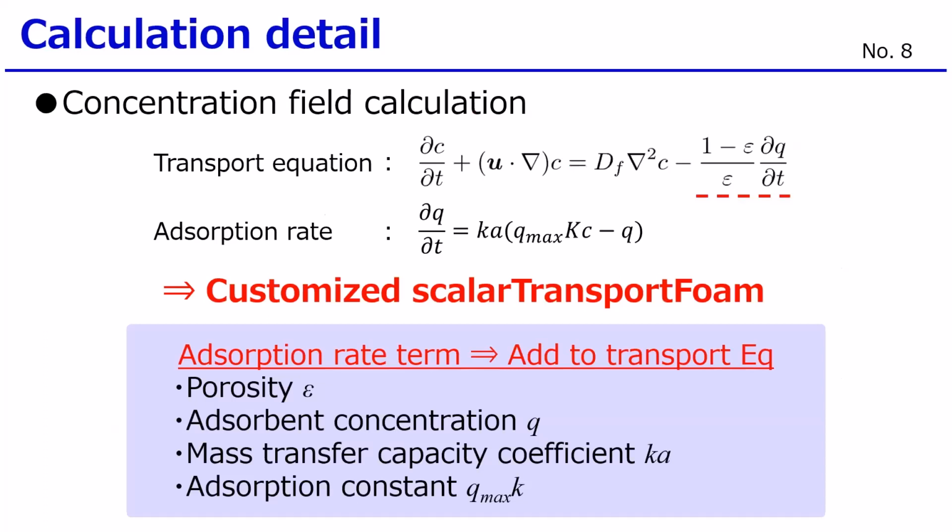To solve this equation, we use the scalar transport form, and this equation is customized. And we define the new parameters as shown in this slide, including the adsorption parameters: mass transfer capacity coefficient Ka, and adsorption constant Qmax K.